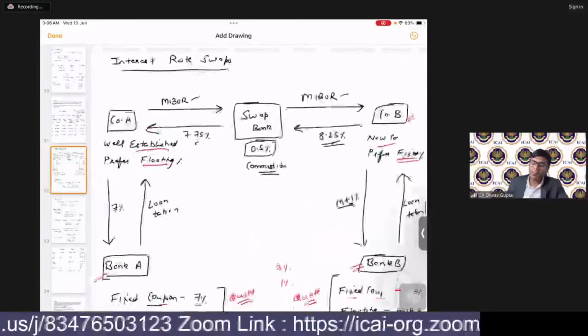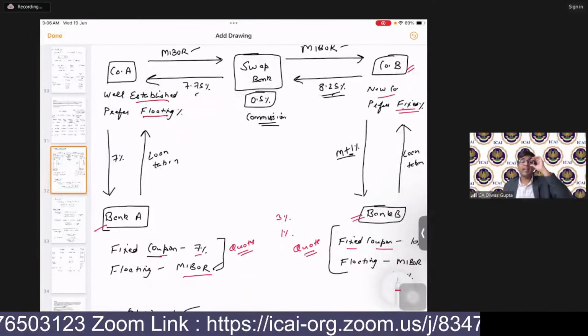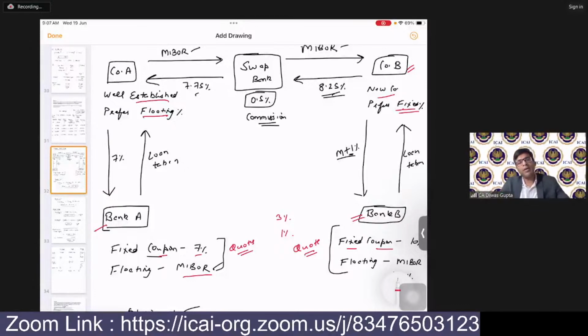Now, both of them have their own preferences. See, one option is that company A will go to bank A and say that I want to take it on a floating basis. You're giving me MIBOR, I will take that MIBOR.